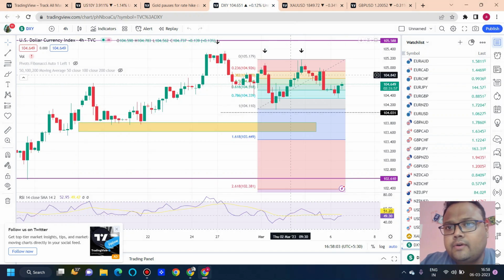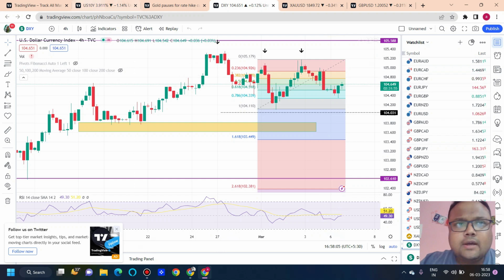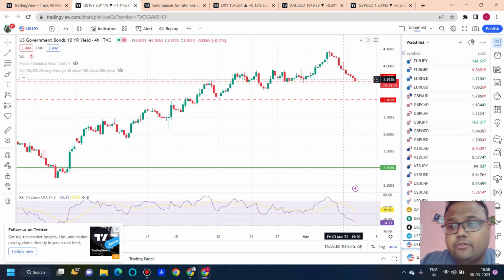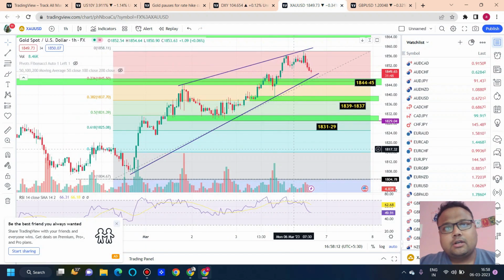DXY is trying to recover. This is not a strong recovery, but the support level on the bond chart will be very important during the US session. Now let's talk about the chart of gold.